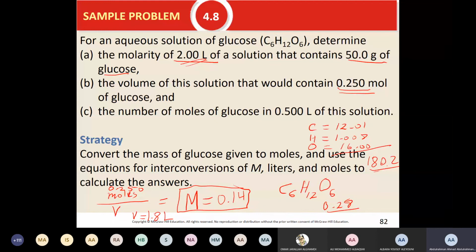I hope it's clear. Okay, last thing. The number of moles of glucose in 0.5 liters. Again, we have M equal to 0.14. We have the volume as 0.500. Then how many moles are there? 0.07, exactly. Is this clear?